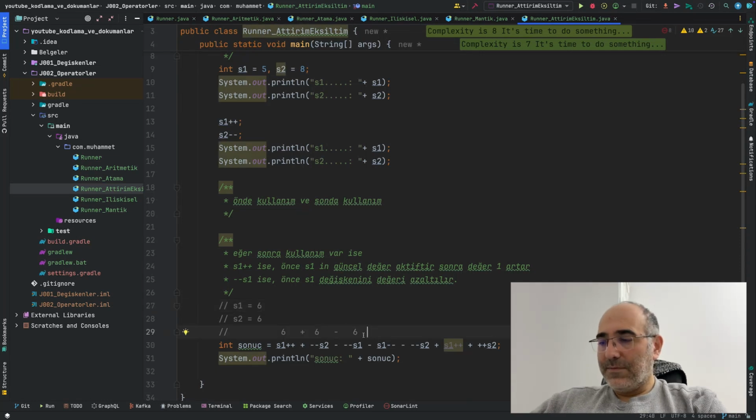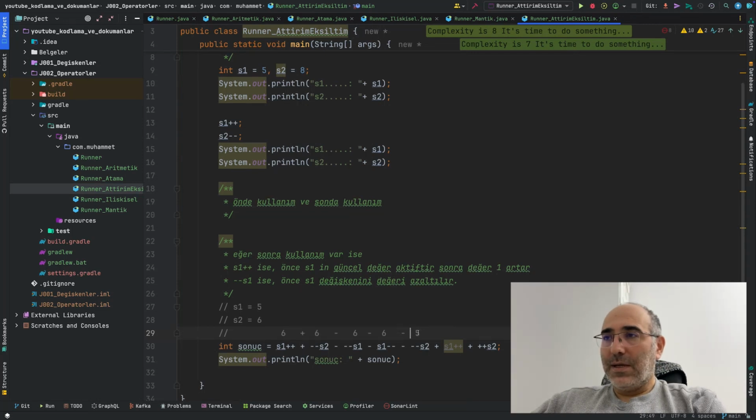Now I'm continuing. It says S1 minus minus. Did S1's value decrease at this moment? It didn't decrease. Here, it became 6. But what do I need to do here? I'm reducing it to 5, because in my next step, the value of S1 will decrease. So what is the value of S2 here? 6. So is it reduced here? Yes, it reduces it because it is directly in front. So S2 became 5.